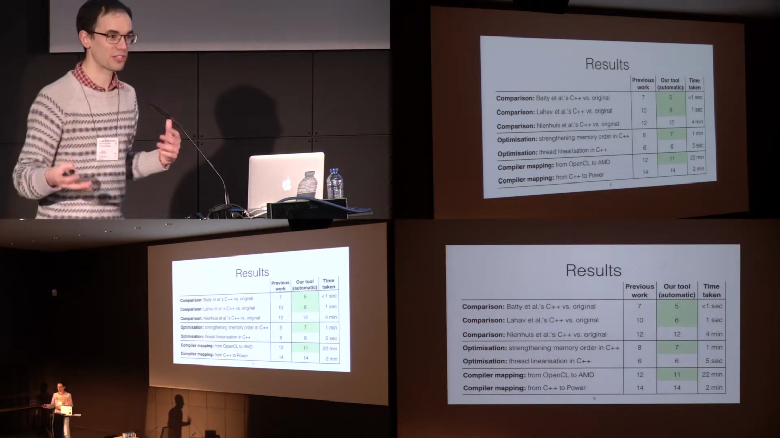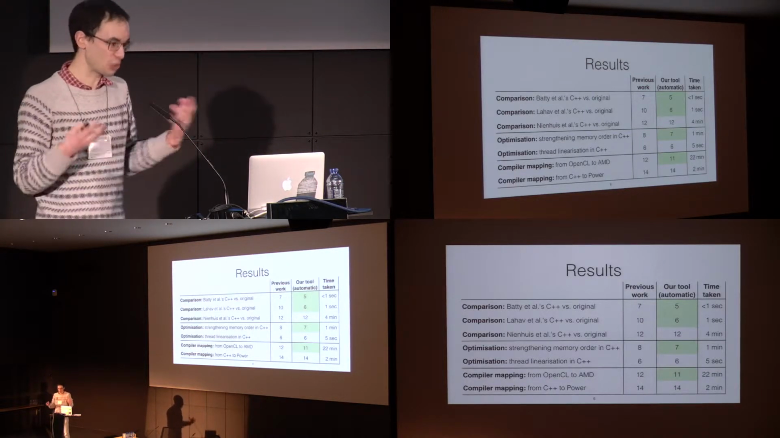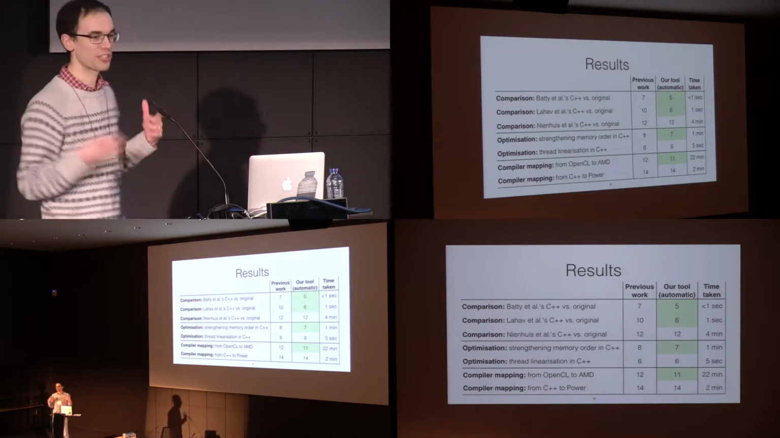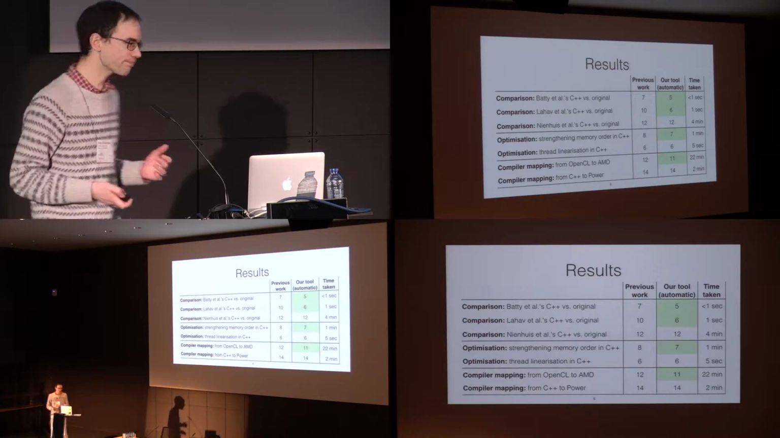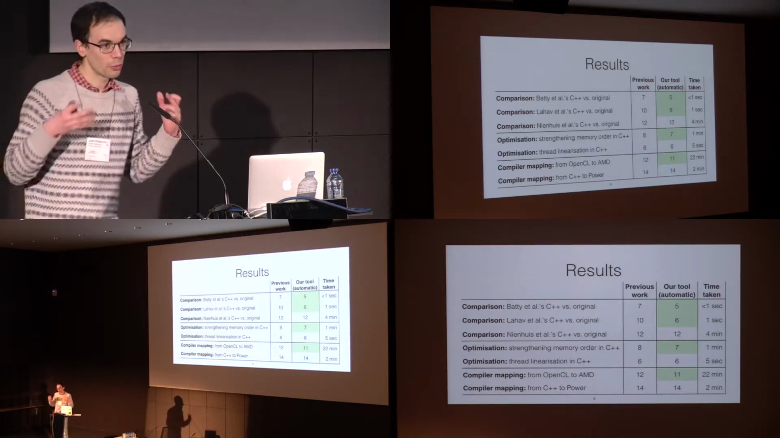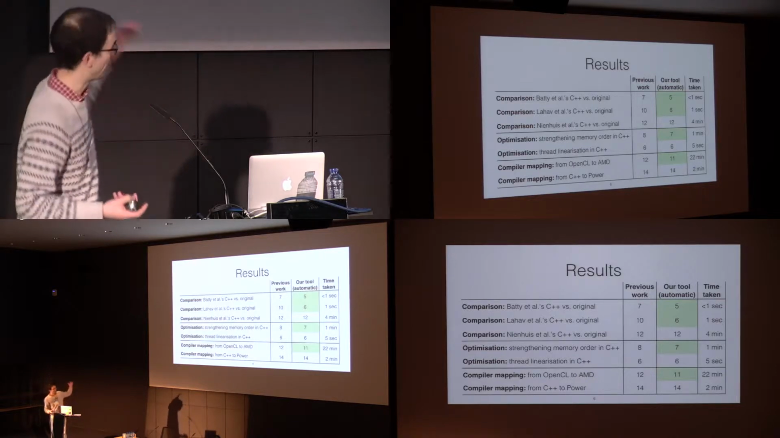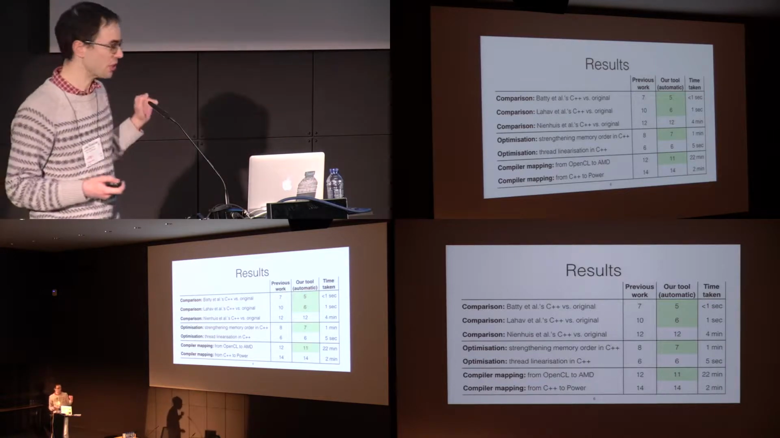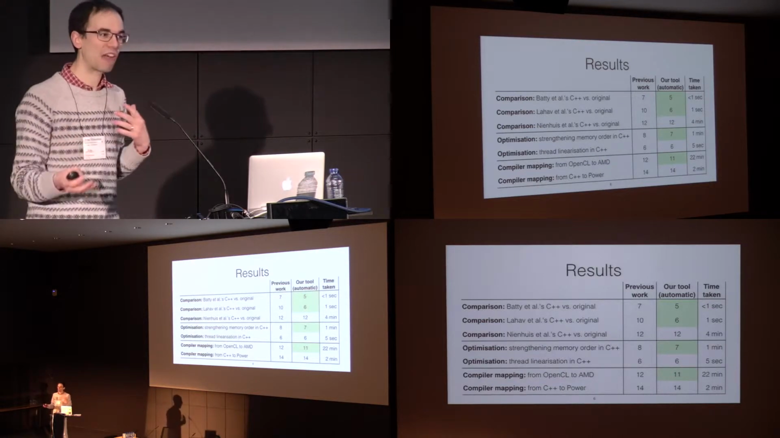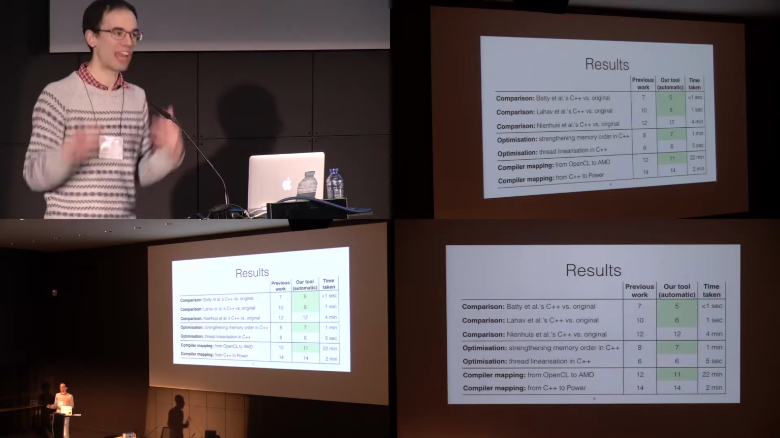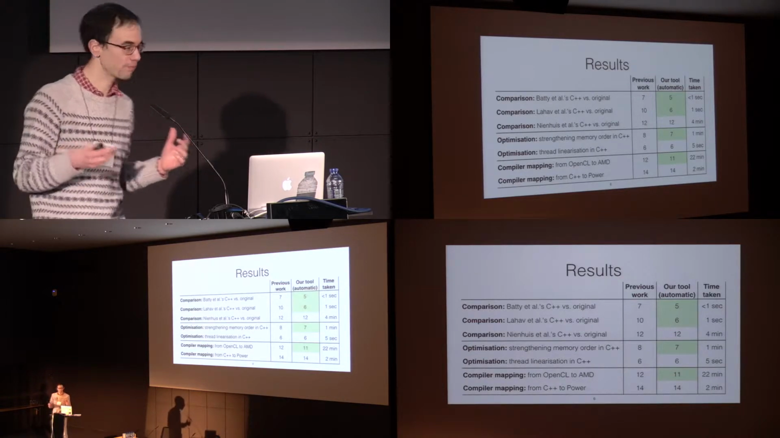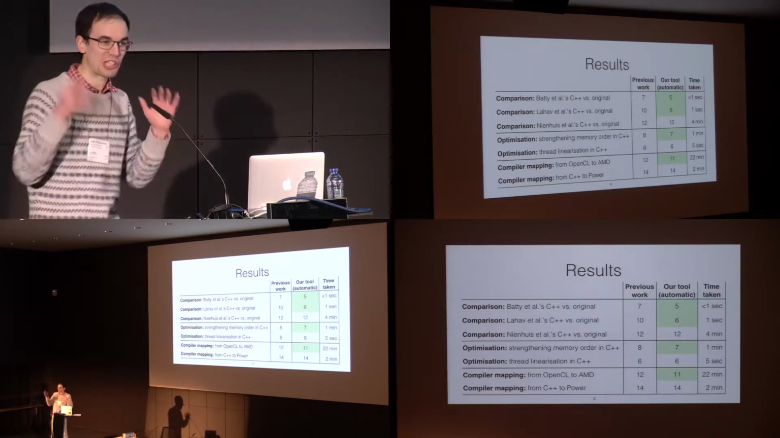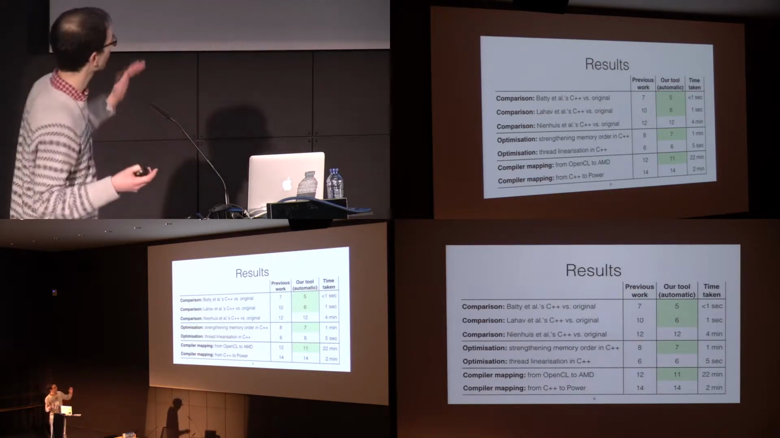So I want to spend the rest of the talk explaining how we do this memory model comparison and what the challenges are. But before I do that, I want to give our results. So we gave our tool a number of challenges in these rows. The first three are comparing some recently proposed variations on the C++ memory model by these three authors, comparing those against the original C++ model.